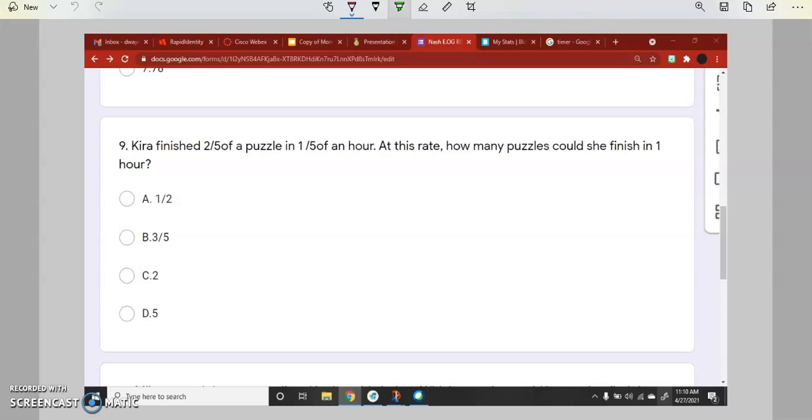So we're going to still set up the same way we set up the other ones, as two equivalent fractions. It says that Kira finished 2/5 of a puzzle in 1/5 of an hour. At this rate, how many puzzles can she finish in 1 hour? So we're going to throw these into our equivalent fractions. It's going to look a little weird, but we're still going to solve them the same way, okay?